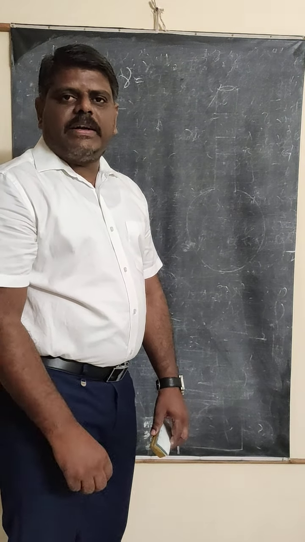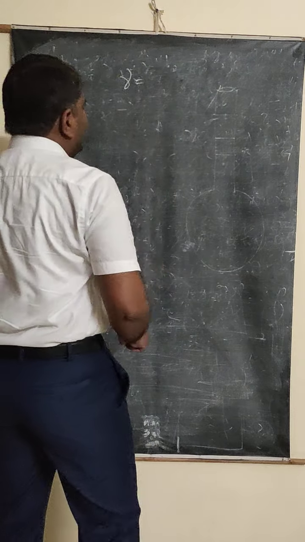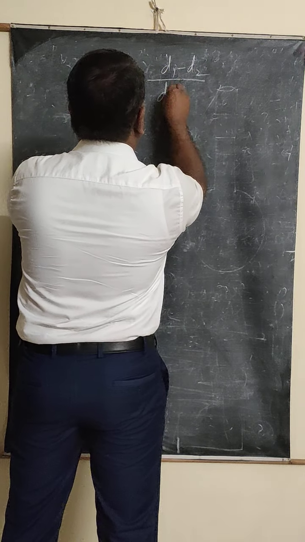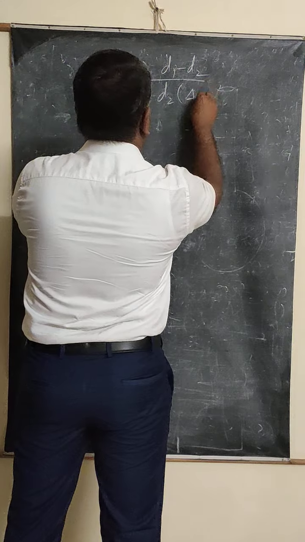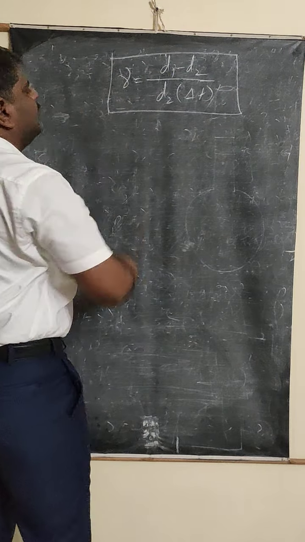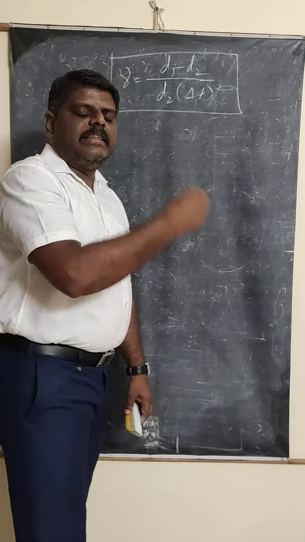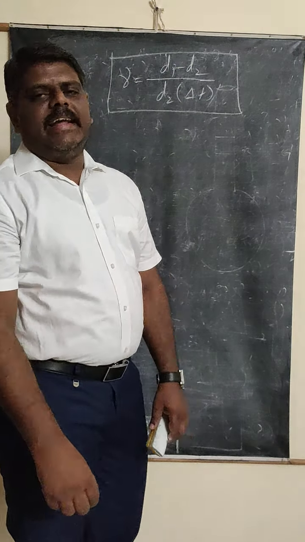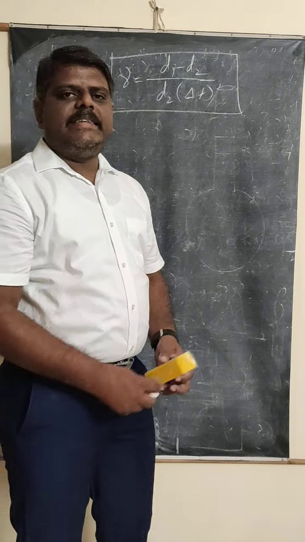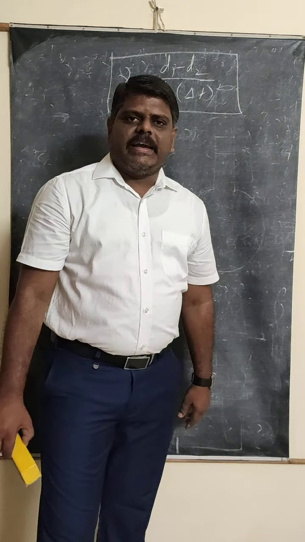In the case of solids, the volume coefficient is represented by gamma. Gamma is equal to (D1 minus D2) by D2 into delta T. This is the formula of the volume coefficient, or the effect of temperature on the density. So what is the relation here? Inversely proportional. When you increase the temperature, density decreases.